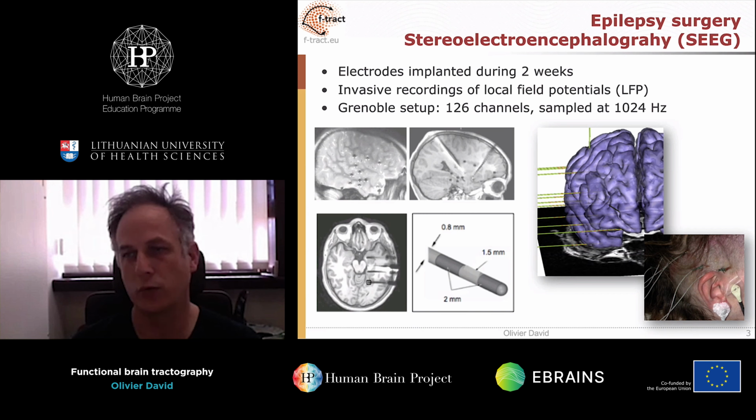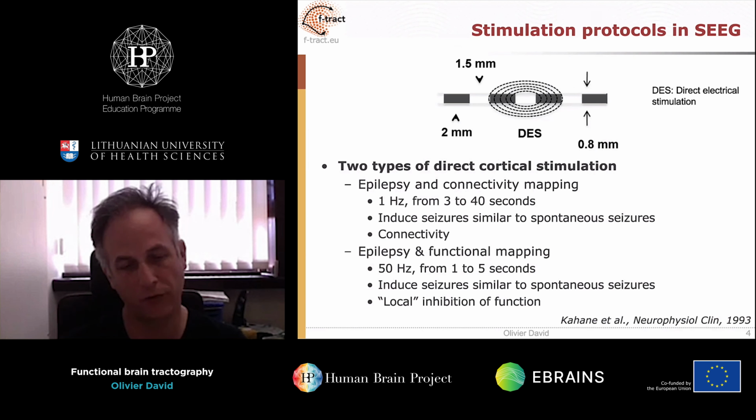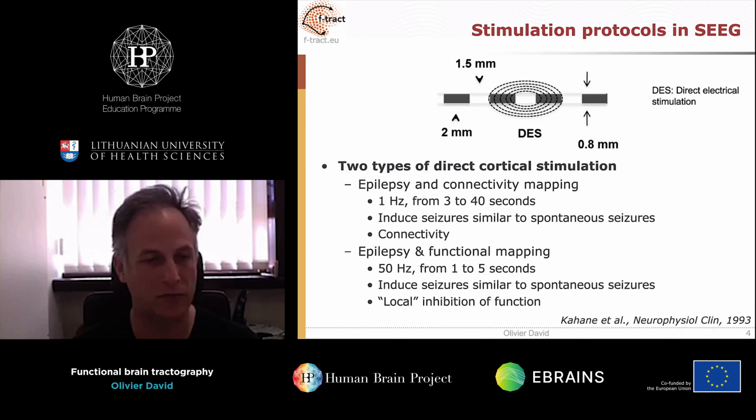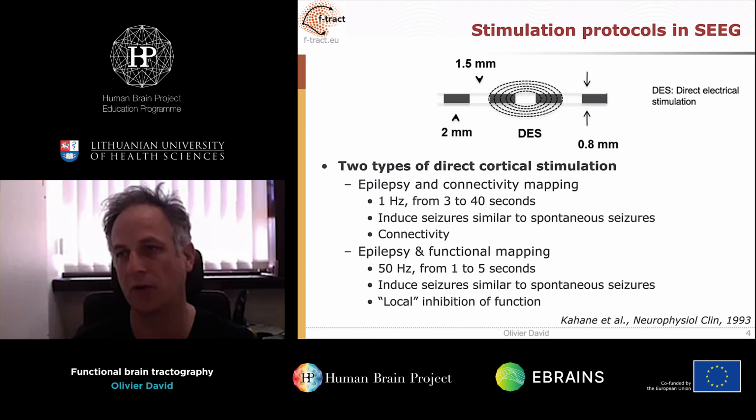During the 2 weeks, we can record signals, and we can also stimulate the brain by taking two close contacts and injecting a current in the brain. With the other electrodes, we can also record the responses to the stimulation. The project is not about seizure mapping, it is really about the mapping of responses to cortical stimulation.